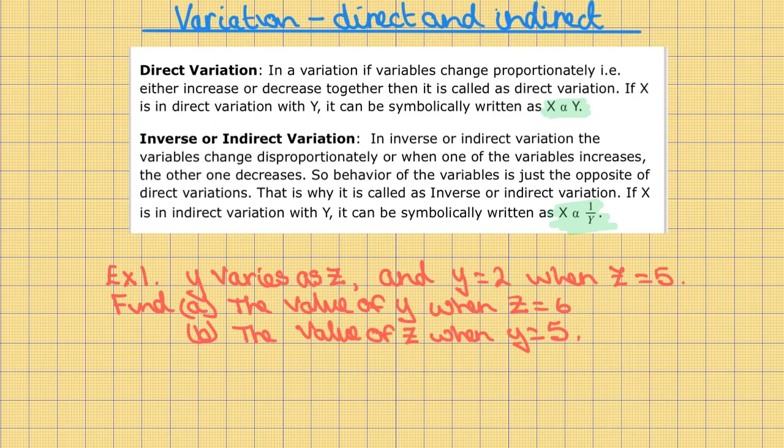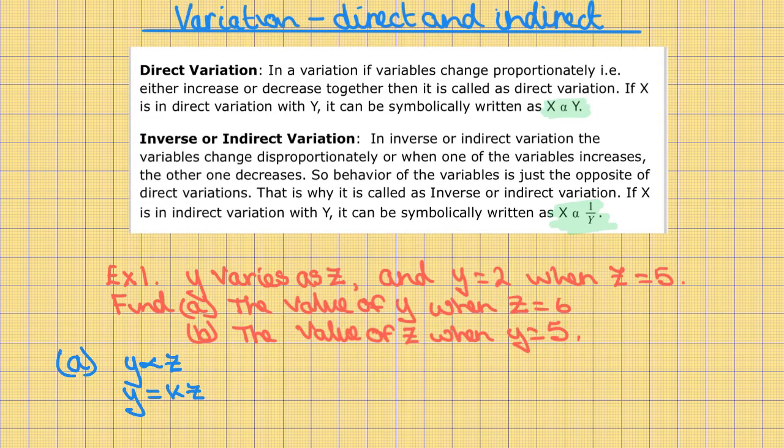Example 1. y varies as z, and y equals 2 when z equals 5. Find A, the value of y when z equals 6, B, the value of z when y equals 5. A. Always start with the statement y is proportional to z. The proportional sign can be replaced by y equals kz.